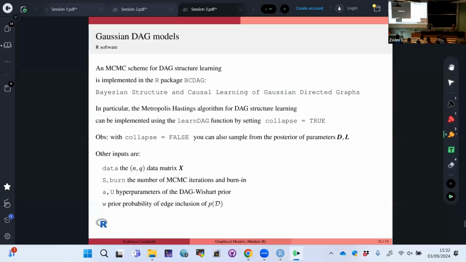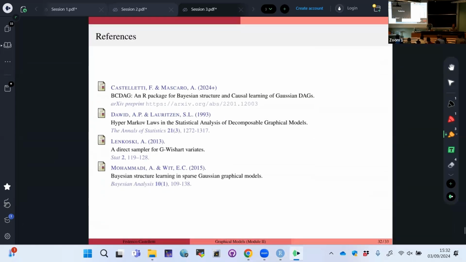Okay, so let me just give you some references. The R implementation of the MCMC for DAG structural learning in the BCDAG environment is summarized in this arXiv paper, co-authored by Alessandro Mascaro, who is there. So if you have questions, you can ask Alessandro, who is the main responsible for many things that are within the package that I showed you. The second reference is about the hyper Markov laws for the analysis of decomposable graphical models, if you are interested in this topic, which are specialized to both categorical and Gaussian data.